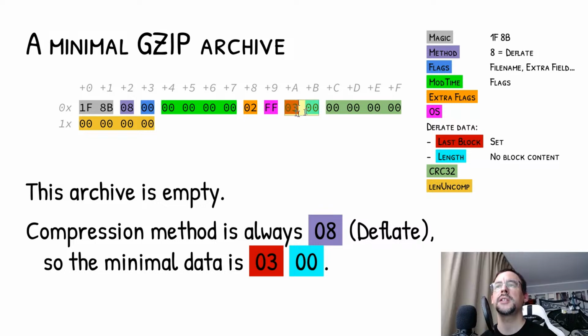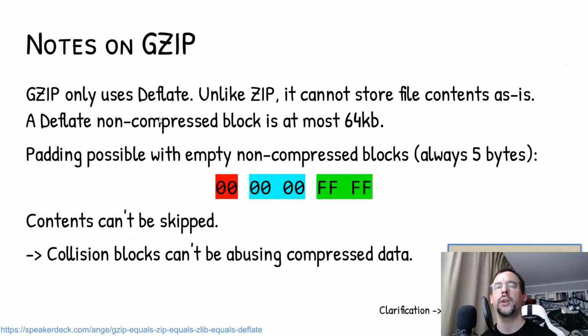It means there is some definition because it's using deflate. It's not storing, whereas zip can store files as is. Deflate is still modifying stuff. So you can always pad something with empty non-compressed blocks. You can always add 5 bytes to extend something, but no content can be skipped. So this block means an empty deflate block, but nothing can be skipped. So collision blocks can be abusing compressed data.